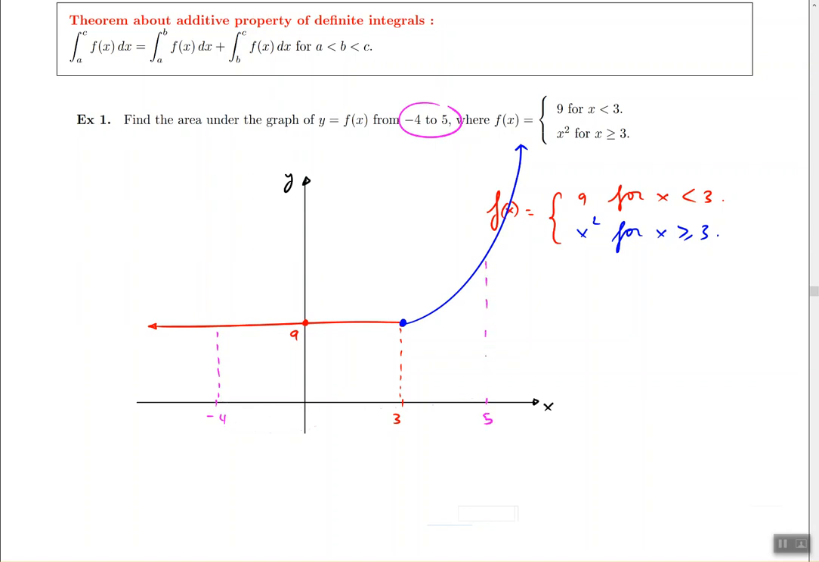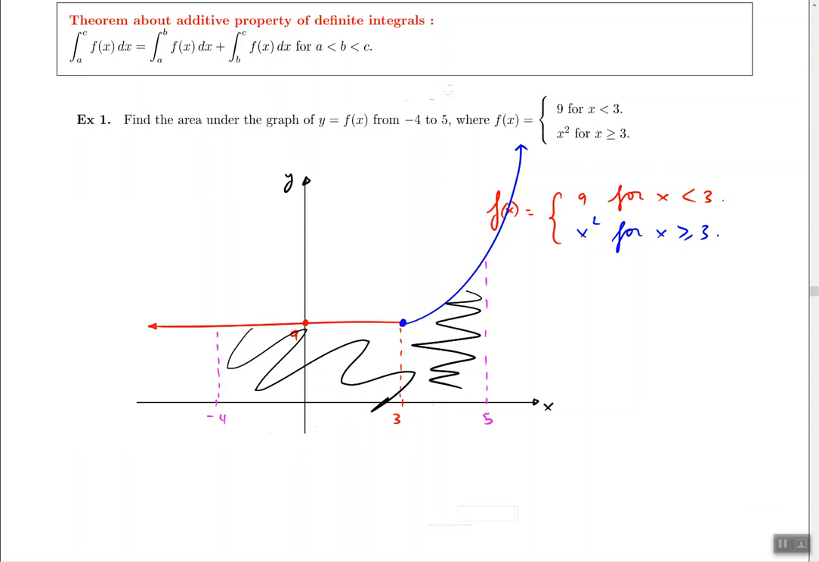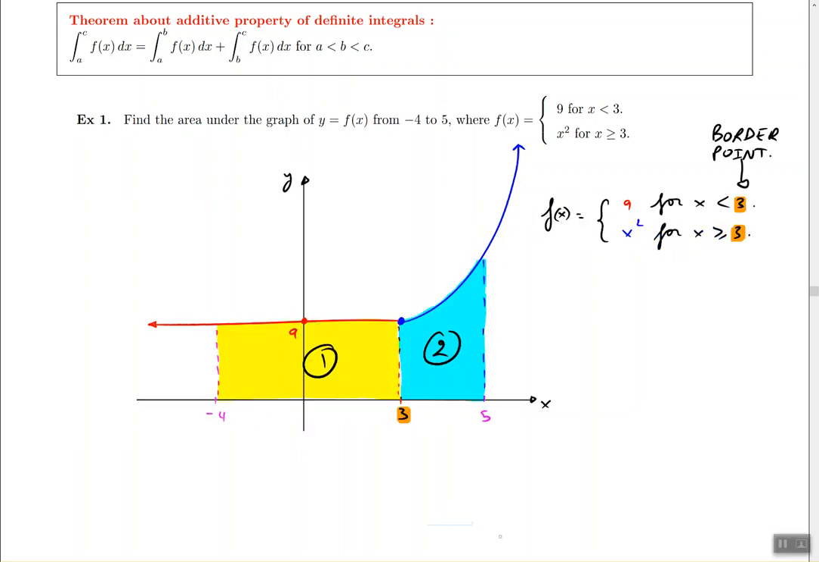As you can see, the graph is kind of a rectangle at the beginning, and a weird looking shape at the end. So we need to use the additive property to find the complete area. We have to split our job into two parts: one part where we find the area of the rectangle, the second part where we find the area of this region after the number 3. To find the total area, we need to combine the yellow area plus the blue area. And since the graph changes, we need to do two different integrals.